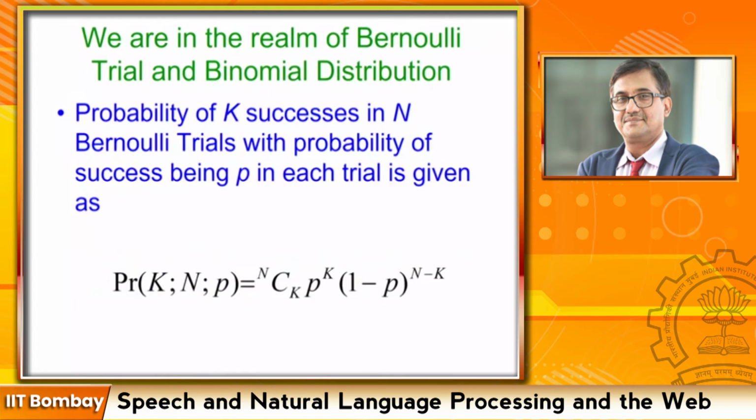So now we are in the realm of what is called Bernoulli trial and binomial distribution. The probability of k successes out of n trials with parameter p is given by this binomial expression: nCk p to the power k, (1 minus p) to the power n minus k.